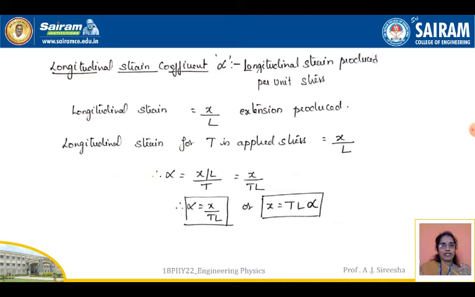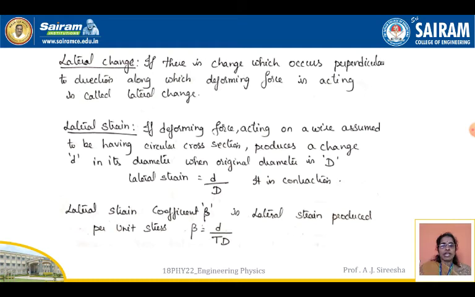So alpha is defined as longitudinal strain produced per unit stress. So alpha is defined as X by L by T. So it becomes X by TL, or alpha is equal to X by TL, or X is equal to TL into alpha.